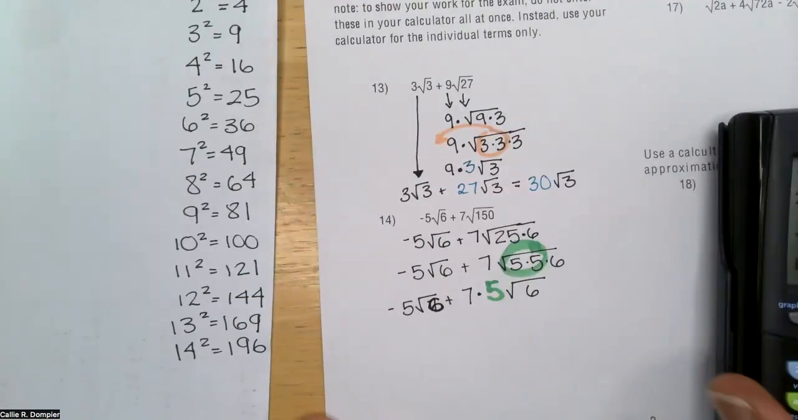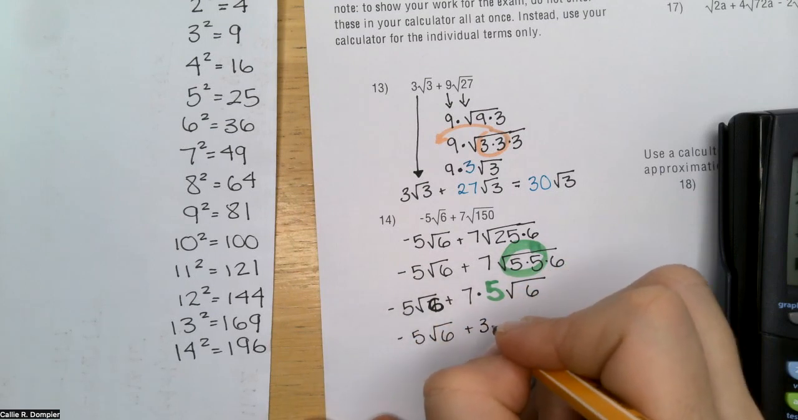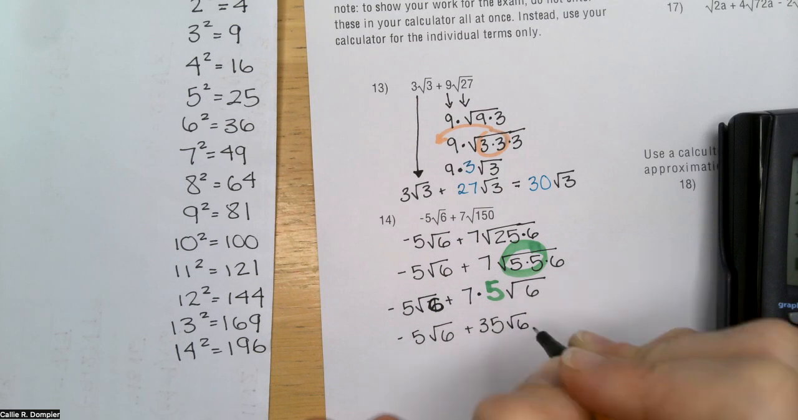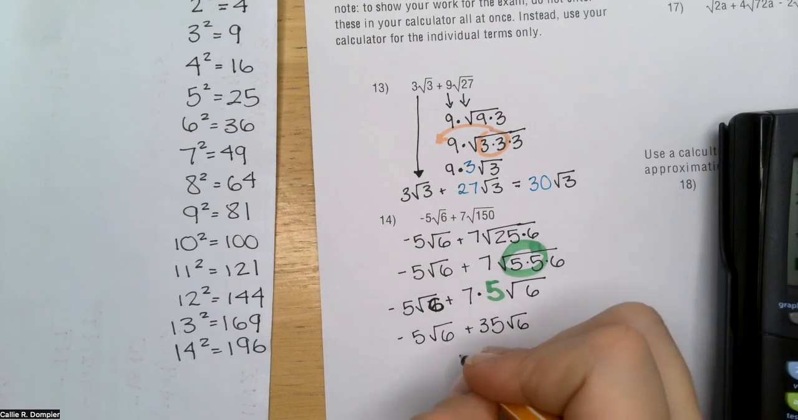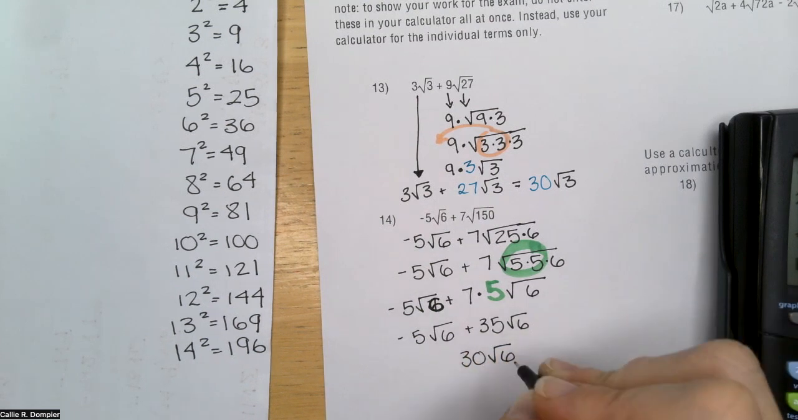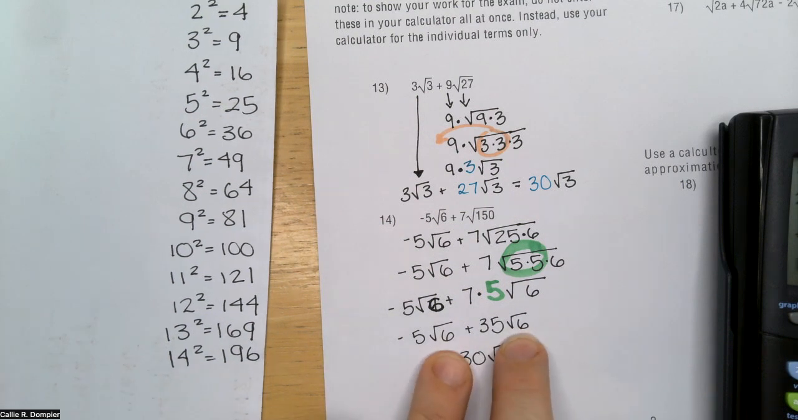7 times 5 is 35. So now we have negative 5 square root of 6 plus 35 square root of 6. So now we're just taking negative 5 of them, combining them with 35 of them, and I think we just get 30 of them. Is that okay? Does that make sense? So you are simplifying these like we did in 11.1 and 11.3. You're simplifying them, and then you're combining them, only if you have the exact same radicand and the exact same index.